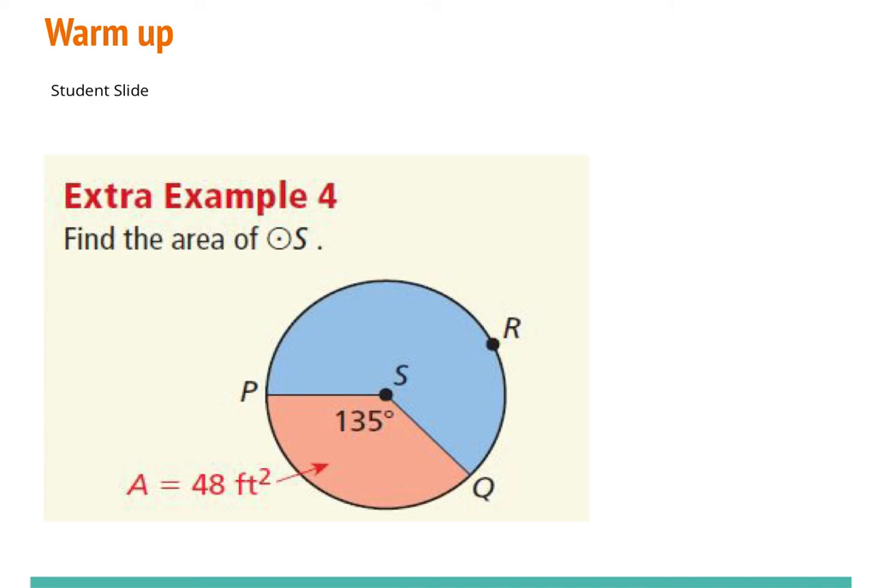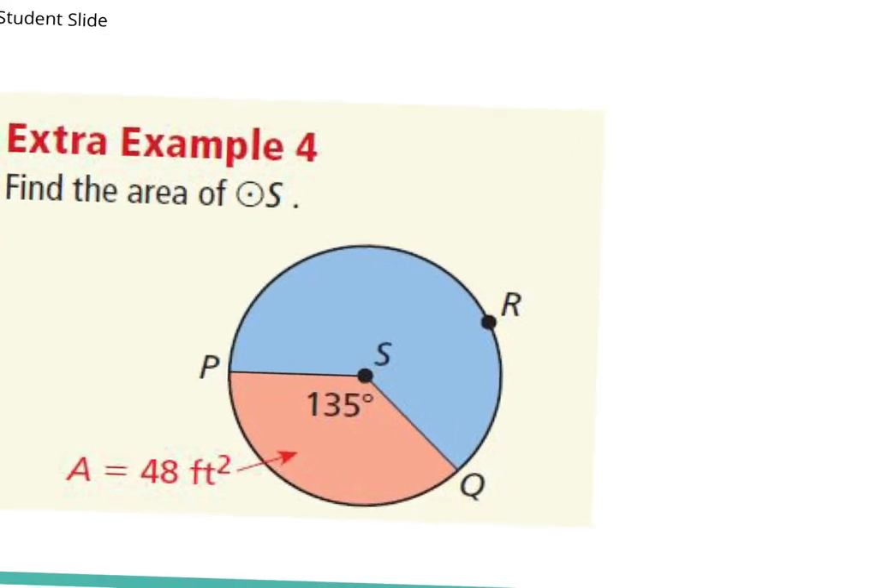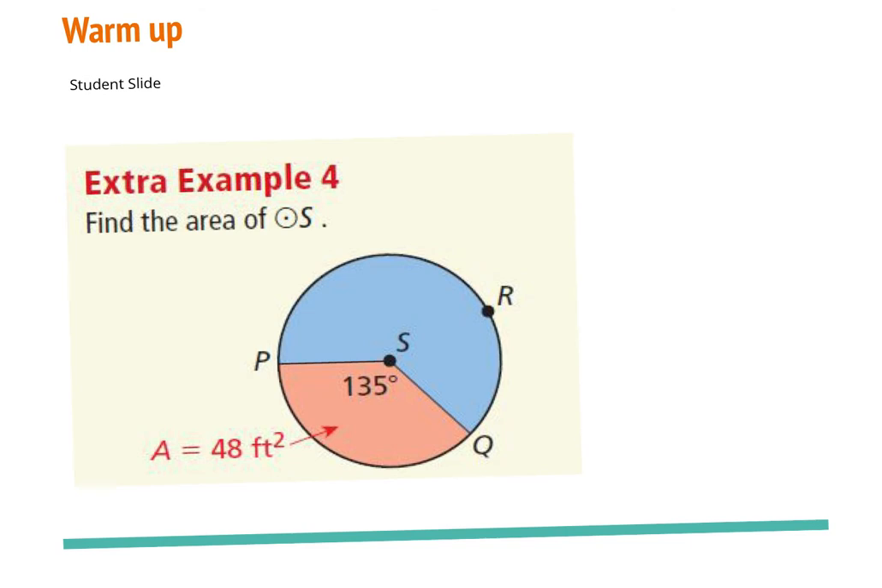All right, so what is it? There's an easy way and there's a hard way to do this problem, okay? It says find the area of the circle S. So we know the area of this little segment over here, this sector of the circle, okay? So we say that 48 is equal to what?